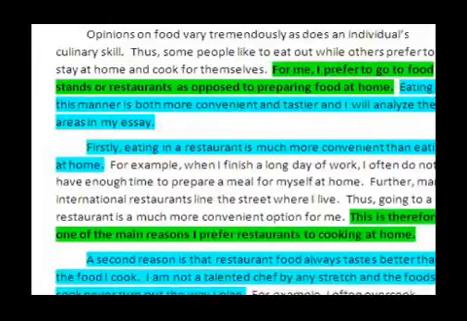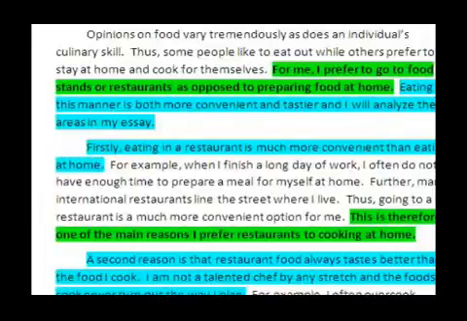So if we read through it together: Opinions on food vary tremendously, as does an individual's culinary skill. Thus, some people like to eat out, while others prefer to stay at home and cook for themselves. For me, I prefer to go to food stands or restaurants as opposed to preparing food at home. I've marked this in green. This is our thesis. Eating in this manner is both more convenient and tastier, and I will analyze these areas in my essay. I've marked this in blue because this is the outline sentence for the 2 topics we will talk about, which are restaurants are convenient and restaurants are tastier than my cooking.